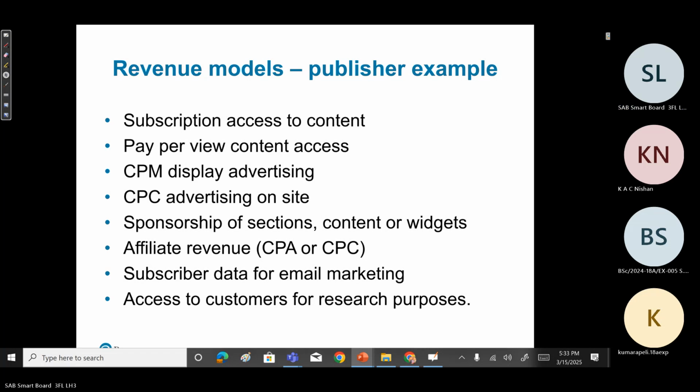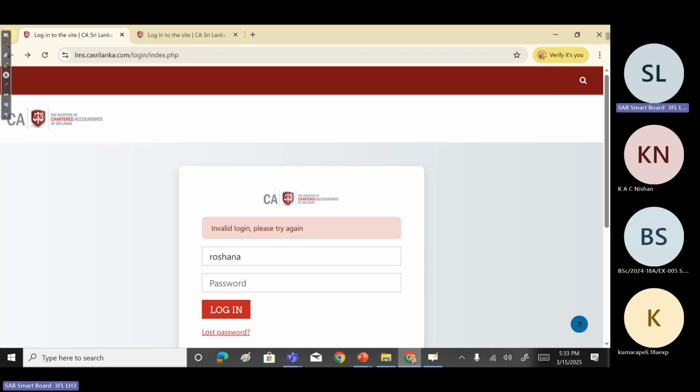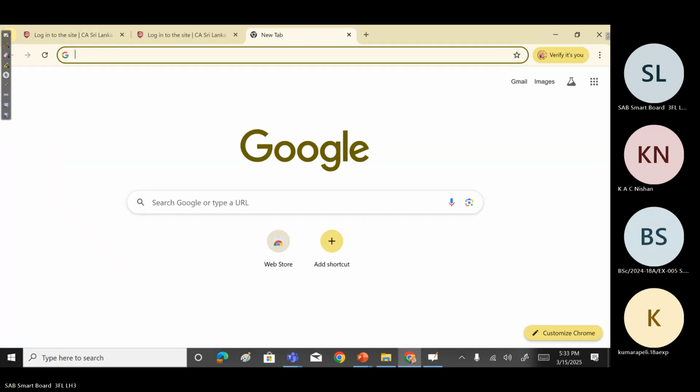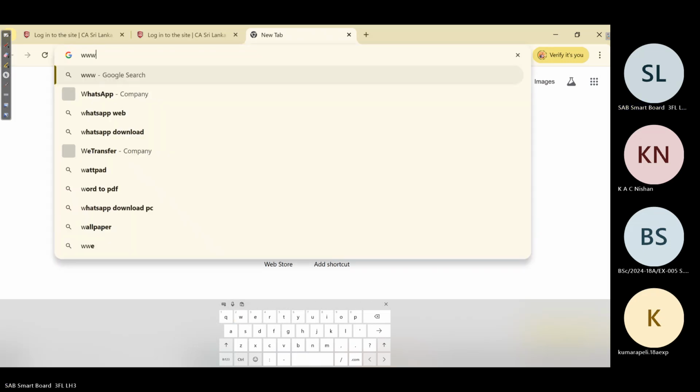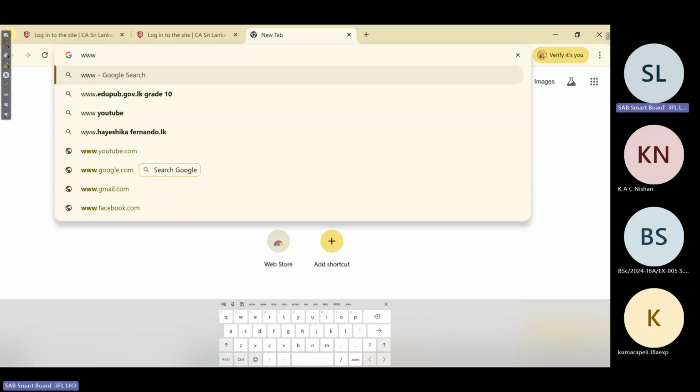Now, let me take an example and explain what CPC and CPM are. Try to understand that once and for all, what's cost per mil and cost per click. Let me take an example. So let's go to websites like www.dailymedia.in. This is another website.